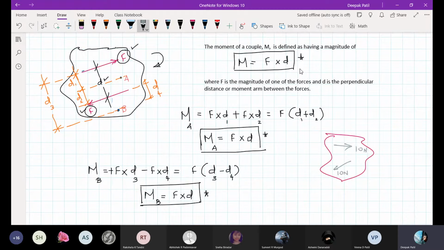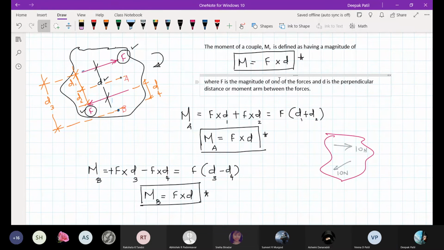But one of the conditions is not getting satisfied, and that condition is that they are not parallel to each other. Because of that, these two forces will not form a couple. Are you clear? The one who asked the question, are you clear now? Yes, sir.